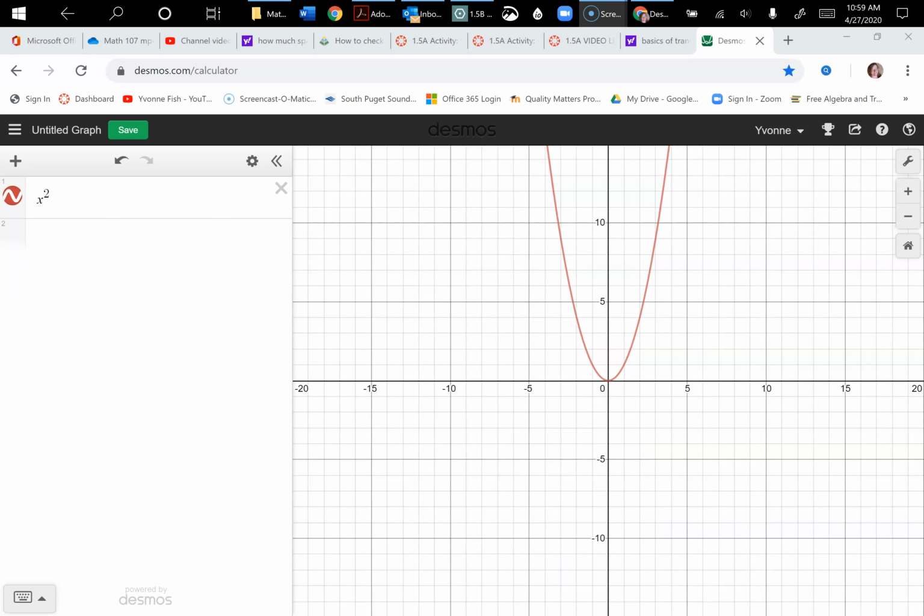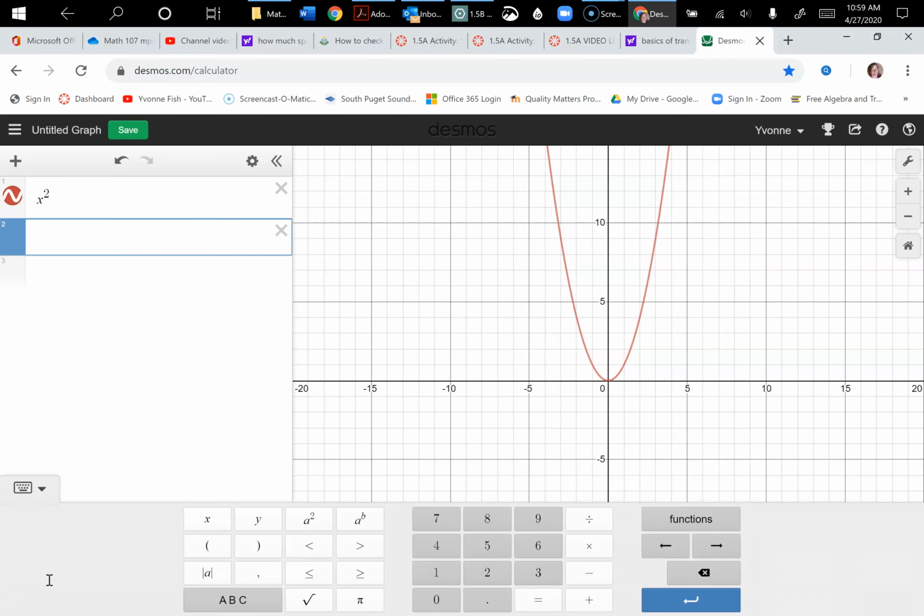So remember to do flips or reflections first before you do any stretching or compressing, which we'll look at next. And then those also come before shifts, which are the last thing you want to do. They have a definite order of operations because we would have issues if we did it in reverse.